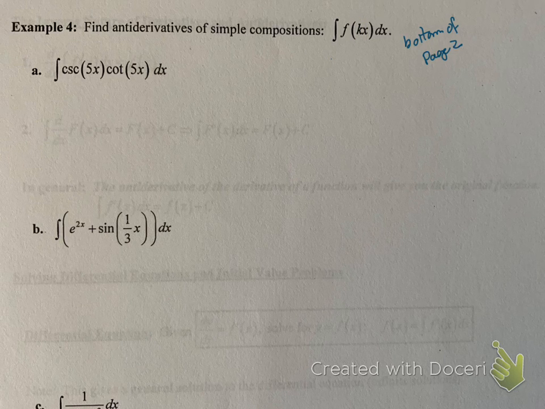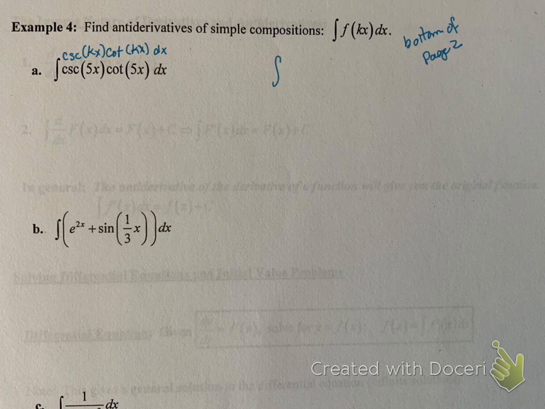So if we look at A, we have the integration of cosecant 5x cotangent 5x dx. So I see that this is in the form of kx. There's a couple questions. The first question is, do we have a formula that has this particular product of cosecant times cotangent? And the answer is yes, we do.